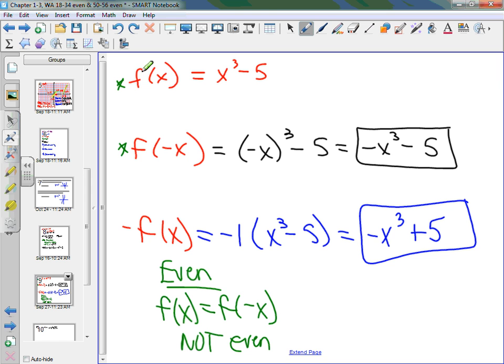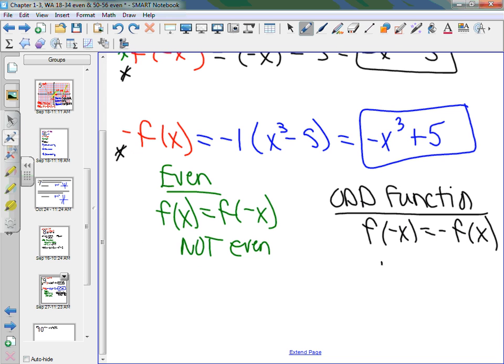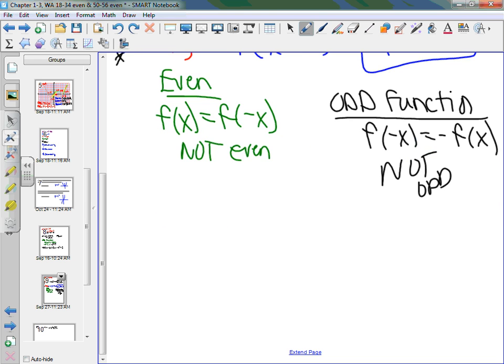To be an odd function, f at negative x has to equal negative f of x. Do these two equal? So is it an odd function then? It's not odd. So if it's not even, if it's not odd, then what do I know? It's neither. In other words, I cannot fold this any way for it to be an even or an odd function.